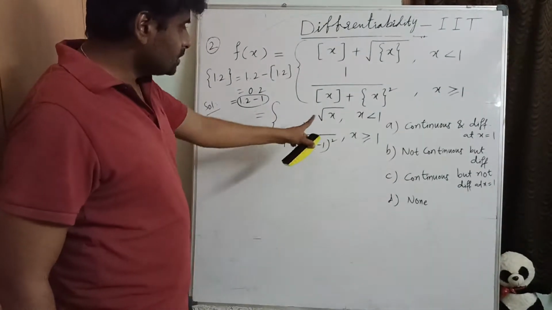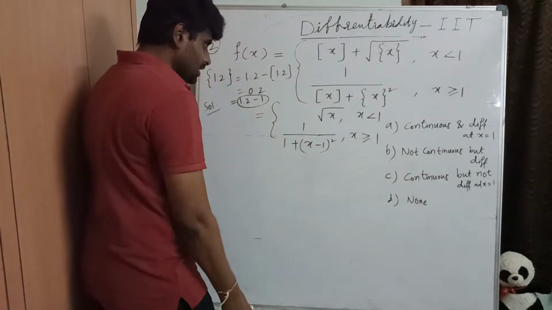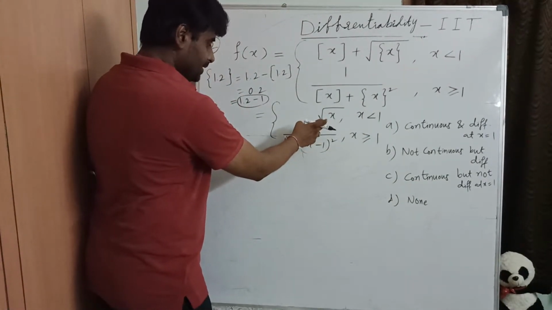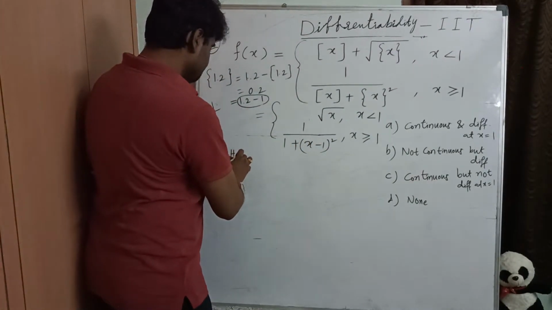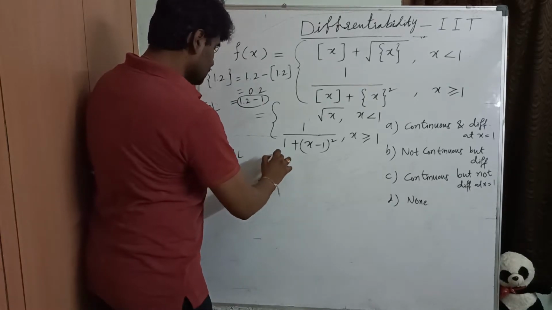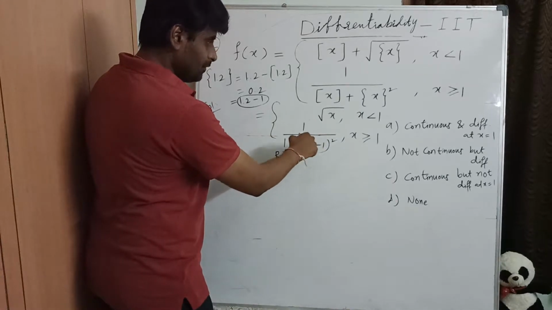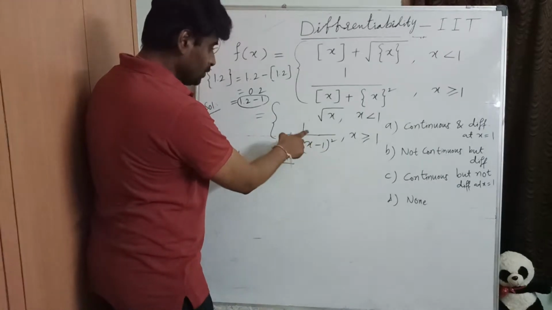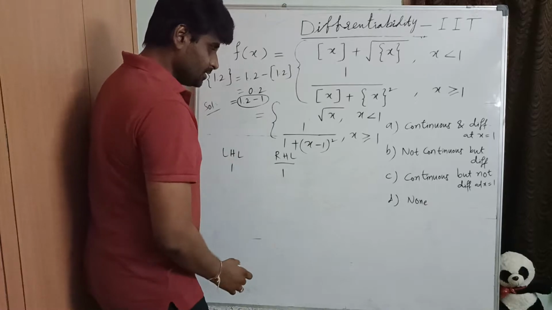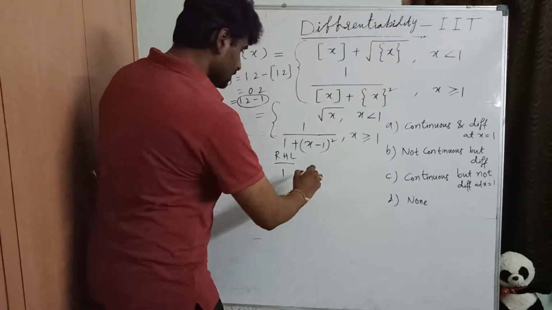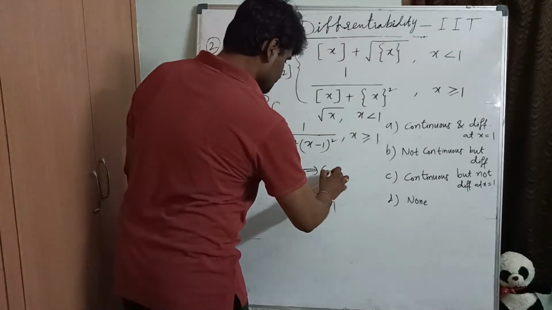Continuity means, just substitute LHL, RHL, quickly, substitute 1 here. Okay, what is LHL? 1. So what is RHL here? Here also, if you substitute 1 in this, 1 minus 1 is 0, 1 by 1 plus 0, 1. So it is continuous only, right? So it is continuous, correct?